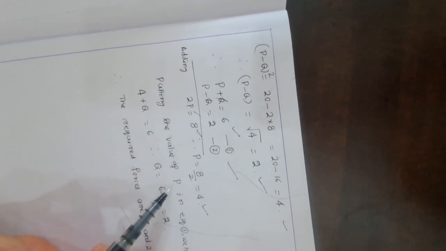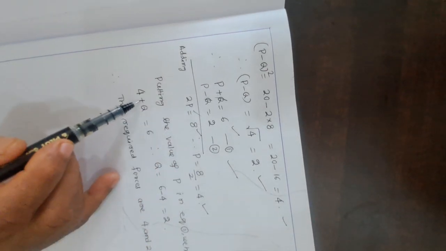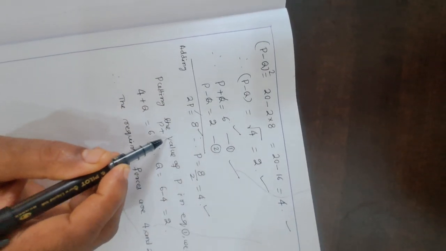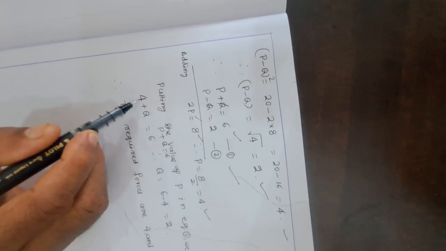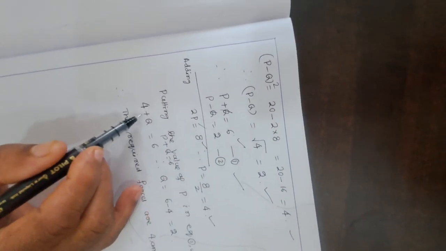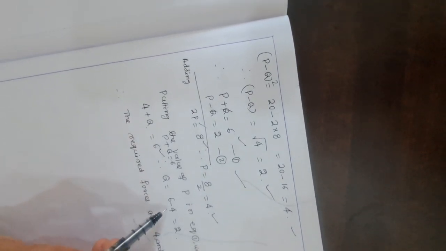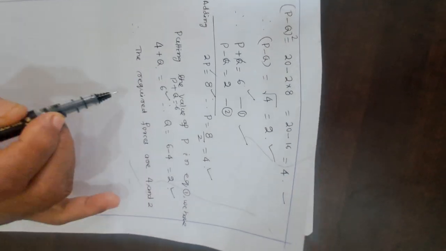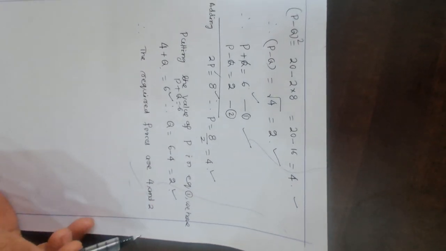Putting the value of p in equation 1, since p plus q is equal to 6, and p is equal to 4, we have 4 plus q is equal to 6, or q is equal to 6 minus 4, which is equal to 2. Therefore, the required forces are 4 and 2.